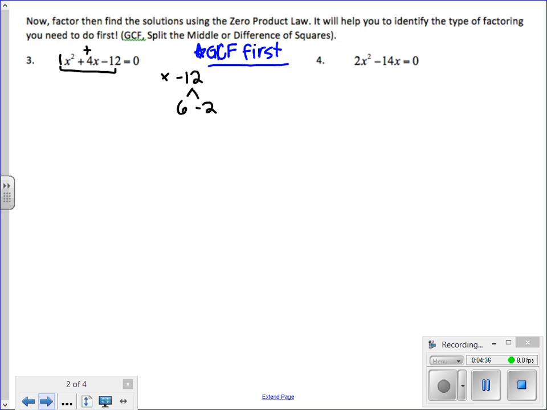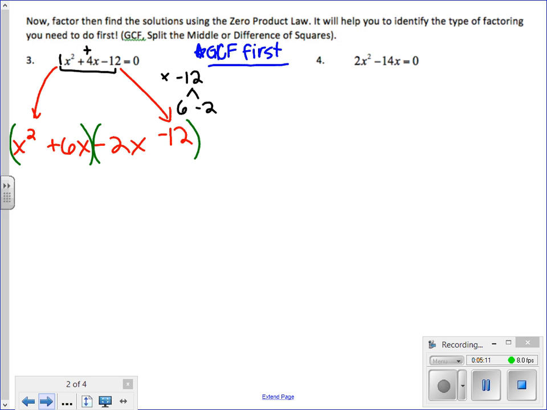Once I've identified those numbers, I can go ahead and split the middle. Remember, when you split the middle, you bring the first term down, the x squared, and you bring the last term of -12 down as well. Then I split the middle term of 4x into +6x minus 2x. Every time you split the middle, you're going to end up with a line of work that has 4 terms in it. From that line of 4 terms, we use the method of grouping, which means you take the first 2 terms and the last 2 terms and put them in groups together.